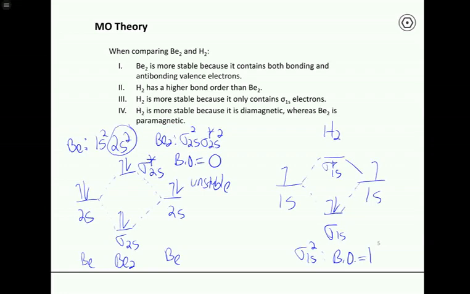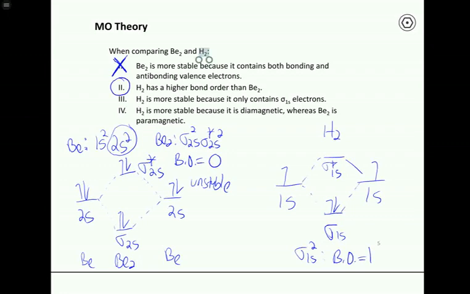Be2 is more stable because it contains both bonding and anti-bonding valence electrons. Remember, we just got done saying Be2 is not stable because both of those orbitals are filled. So that's not a true statement. H2 has a higher bond order than Be2. That is correct. We saw that H2 has a bond order of 1, Be2 is 0.